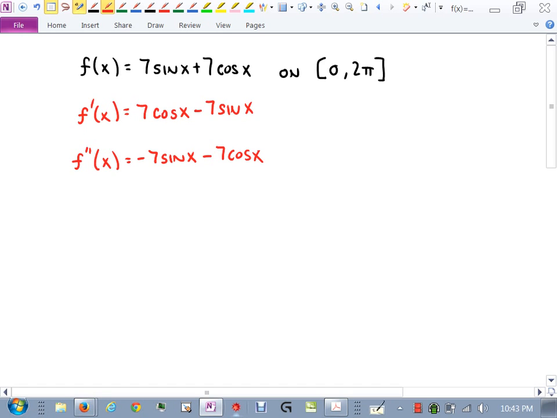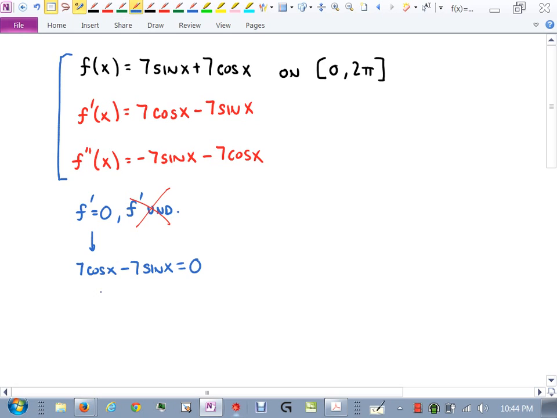All right, so here's the way that this is going to work. Once we've got all this information, we're going to take our first derivative and set it equal to 0. We're also going to see if the second derivative is undefined anywhere. Setting it equal to 0 results in 7 cosine x minus 7 sine x equal to 0. We will not have to worry about where it's undefined, because our derivative is made up of sine and cosine, and they're being subtracted, so both of those are continuous functions. So we have a well-behaved derivative. So we're only going to look at where it's 0.